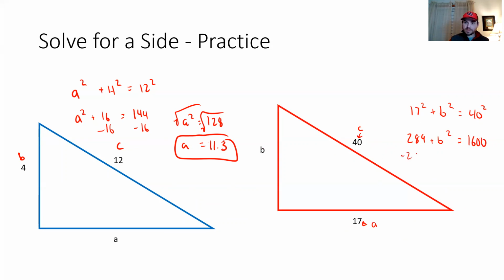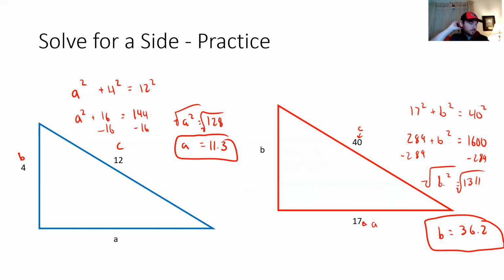So we need to subtract 289 from both sides. And when we do that, b squared equals 1,311. Take the square root of both sides. And we get that b equals 36.2. Again, that's rounded, but it's pretty close. Okay, hopefully these things all make sense.